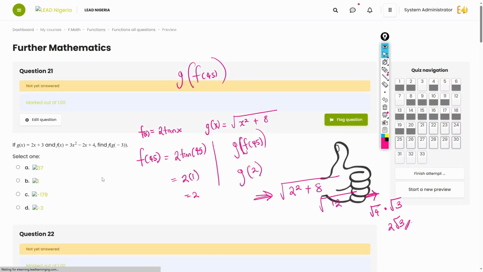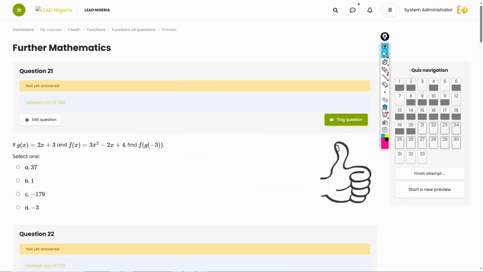Okay, we're nearly there. Let's see. g of x is that, and f of x is that. Find f of g of minus 3. So we can do g of minus 3 first, and then plug into f, right? So very easy. Let's do g of minus 3. When we get that value, we'll put it into f. So g of minus 3 would be 2 times minus 3 plus 3. That would be minus 6 plus 3, which gives me minus 3 also, right? So g of minus 3 is minus 3.